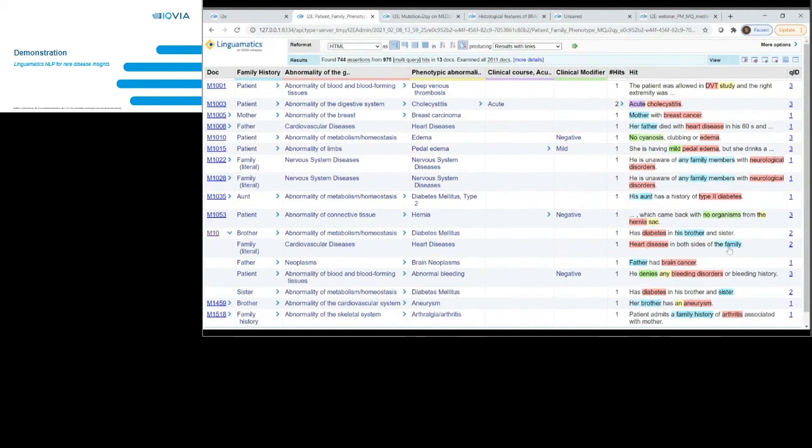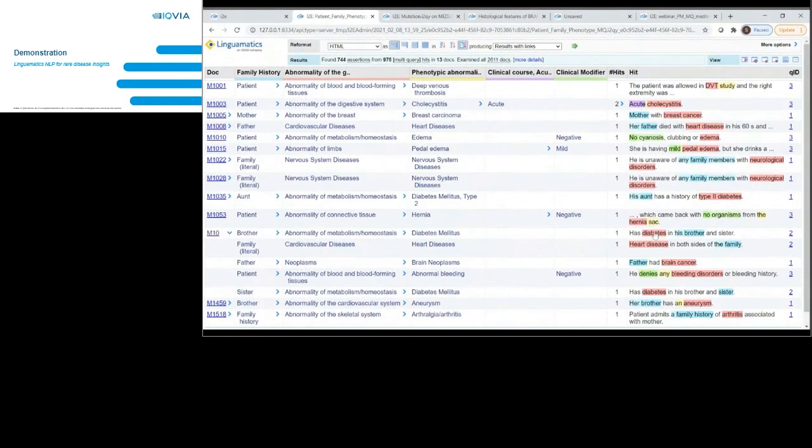Heart disease in both sides of the family. So for family, you have a broader term, cardiovascular diseases, and then heart diseases for the phenotypic abnormality. And then it says father had brain cancer. So you have father here picked out, and then neoplasm for the general term and brain neoplasms. It also says he denies any bleeding disorders. So it's tagged as negative for abnormal bleeding in the patient.